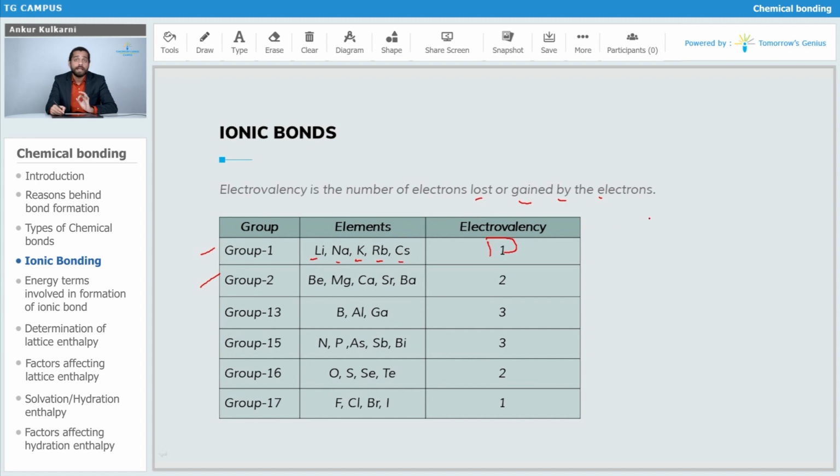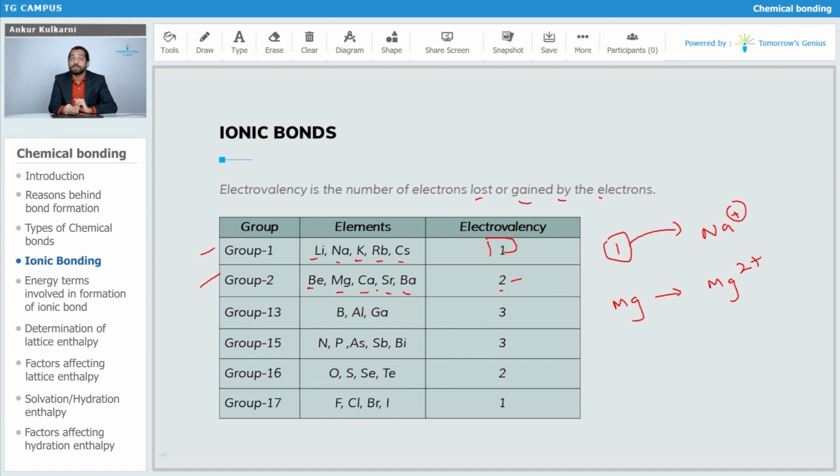So that means what? The valence electron in the group 1 element is 1, and that 1 electron can be donated to form a cation like Na+. Similarly, if you look at group 2, you have beryllium, magnesium, calcium, strontium and barium. Since it is group 2, now the electrovalency will be what? Electrovalency will be 2, because if you take the example of magnesium, magnesium can donate 2 electrons to form Mg2+, and hence the electrovalency of group 2 is 2.